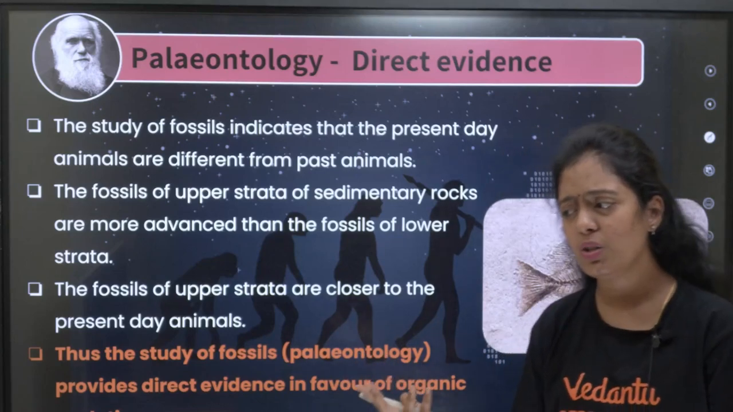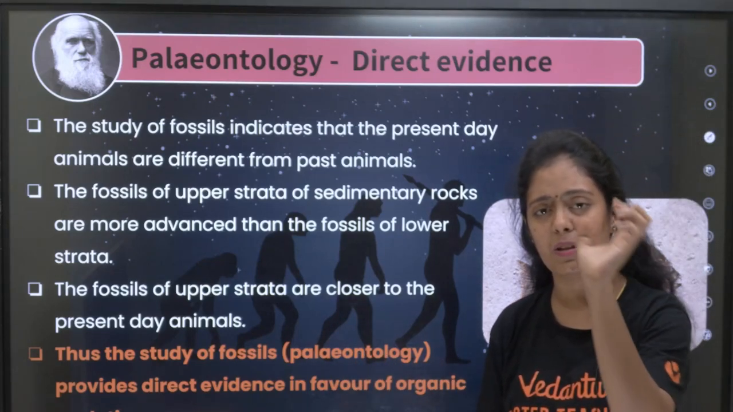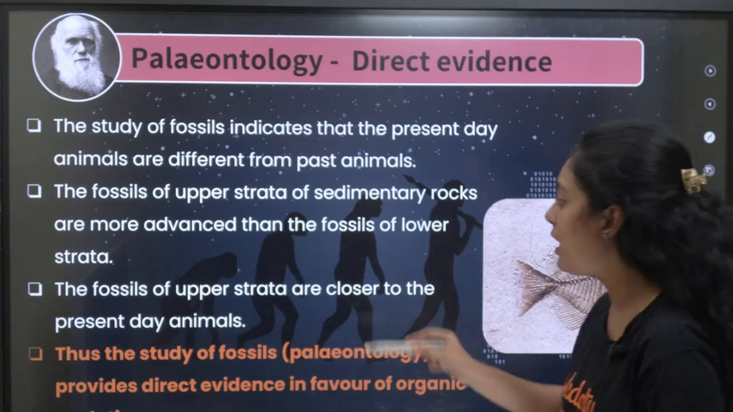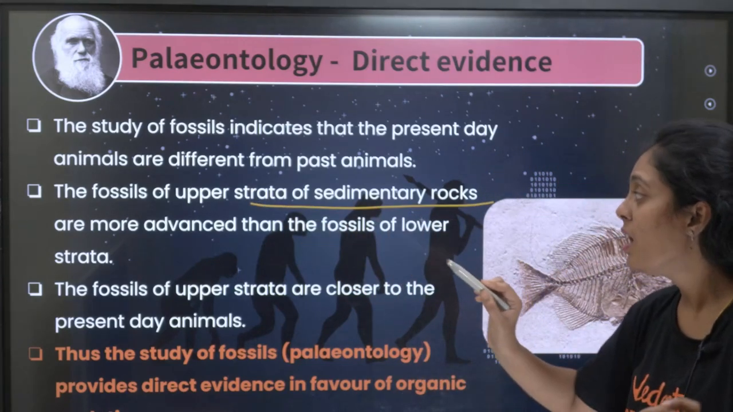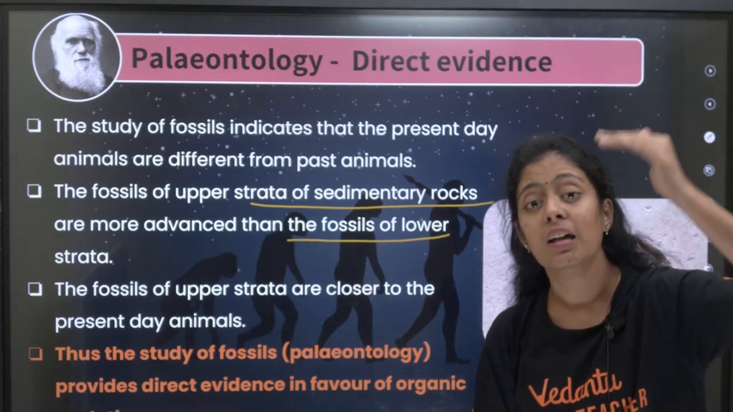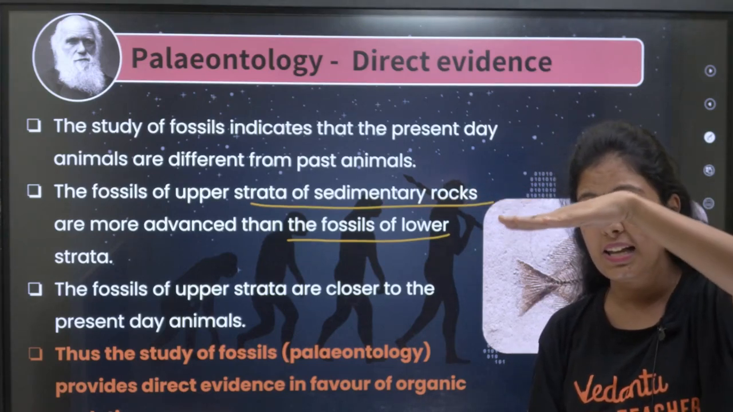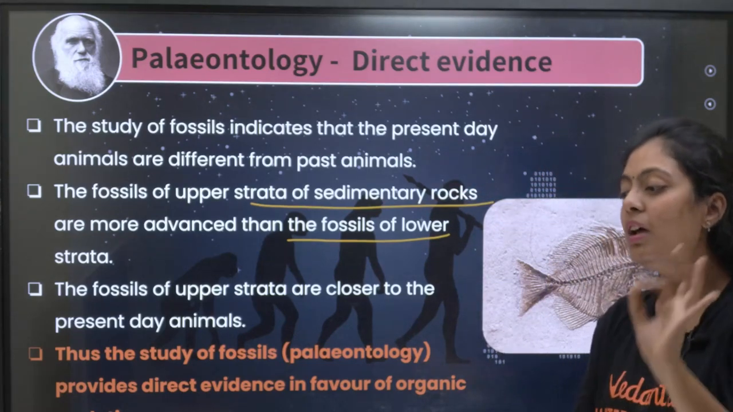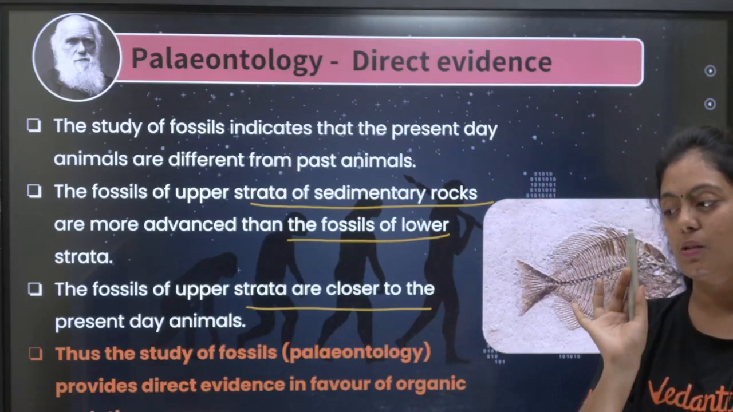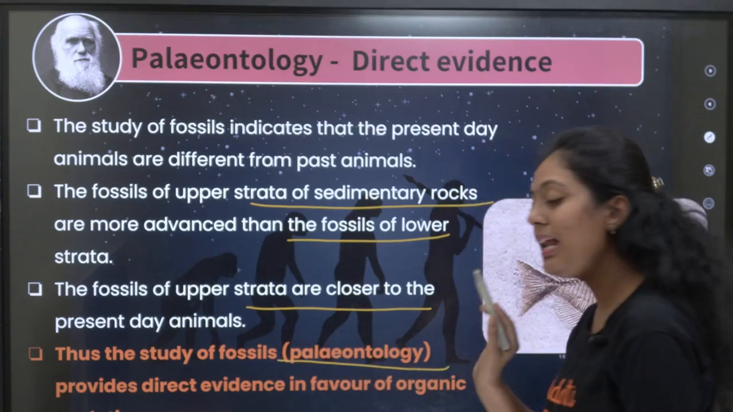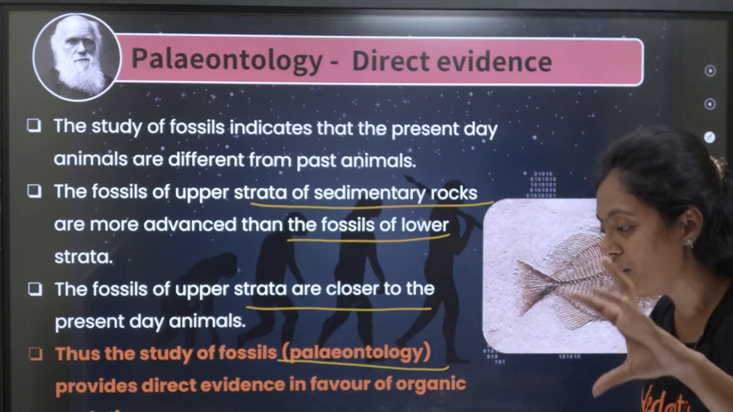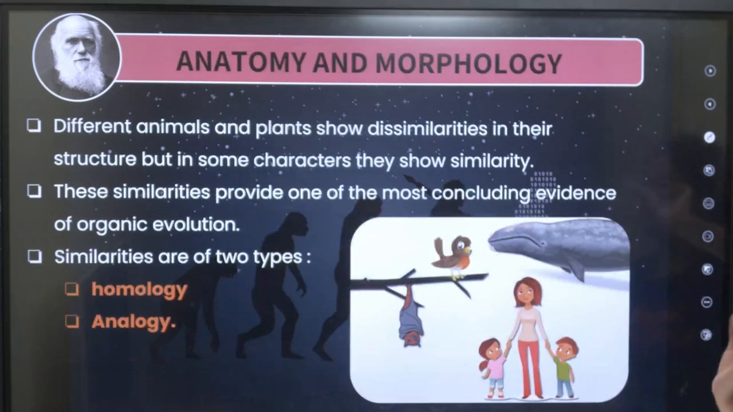Direct evidence, as I already told you, basically gives that the modern day animals have evolved from the past animals. Okay, the fossils of the upper strata of the sedimentary rocks are more advanced than the fossils of lower strata. On a big rock, upper strata means the first layer, lower strata means the second layer. The fossils of upper strata are closer to the present day animals. The study of fossils is called paleontology. They provide direct evidence for organic evolution. Very, very important point, students.